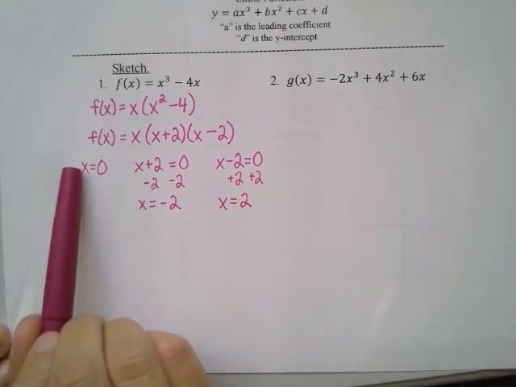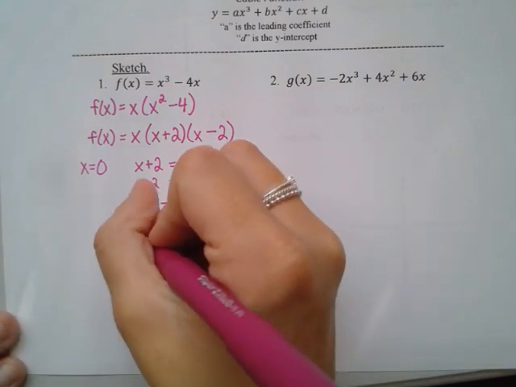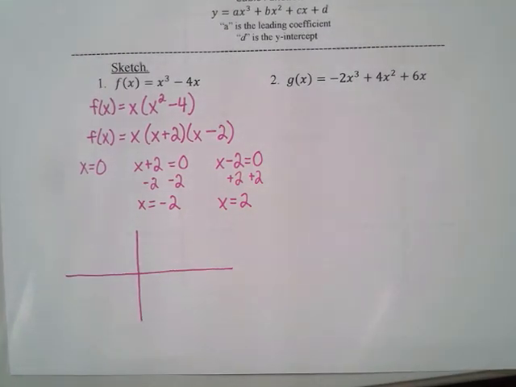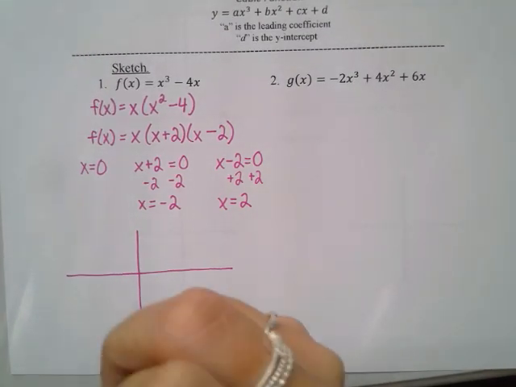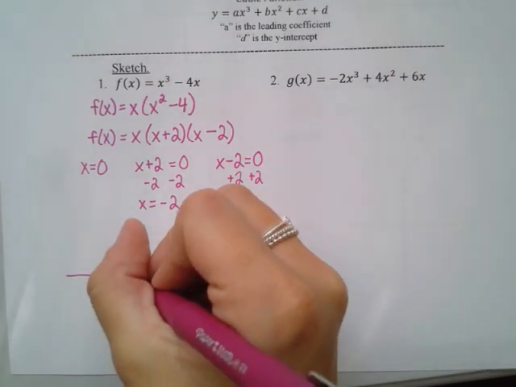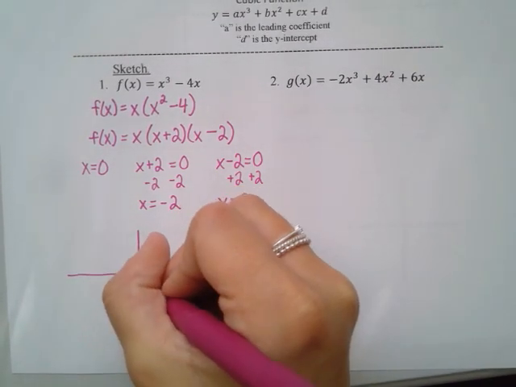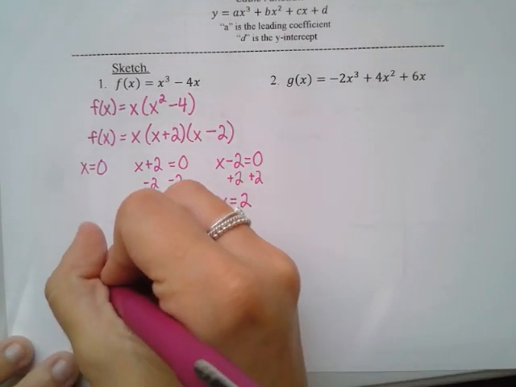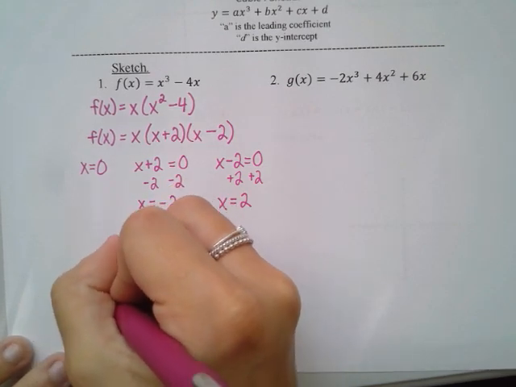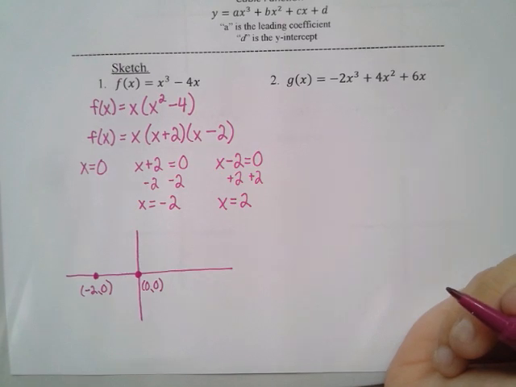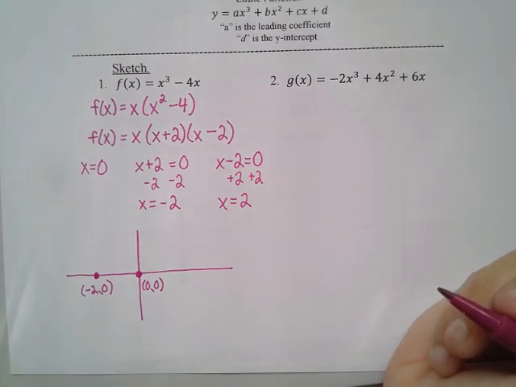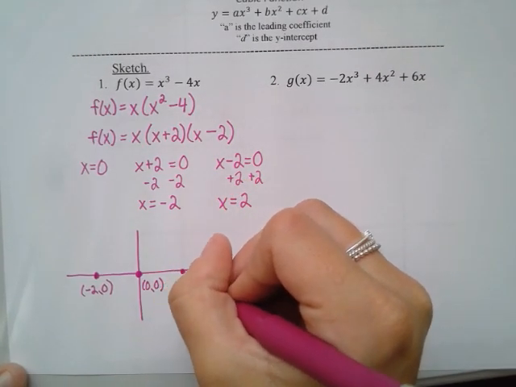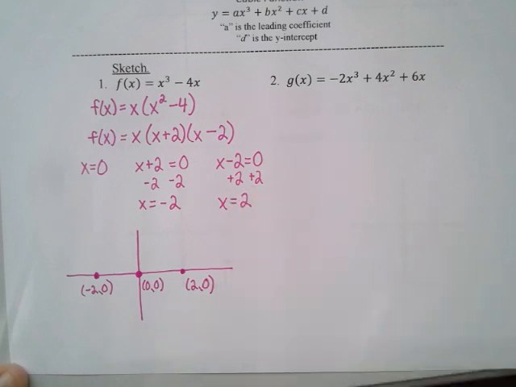Now that I have my x-intercepts, I can sketch my graph by labeling each of my x-intercepts and putting my points on my graph. So my first x-intercept that we had was x equals 0, which is 0, 0. Next, I had negative 2, 0. And these don't have to be exact points. You don't have to draw out all of your lines and things like that. As long as you label your points, we're good to go. And then we have 2, 0 as our final x-intercept.